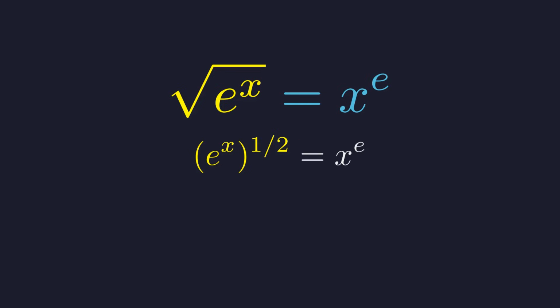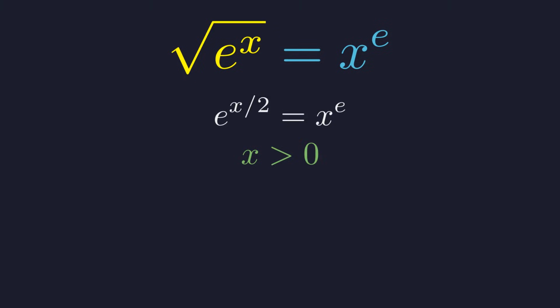Now we can use the power rule. When you have a power raised to another power, you multiply the exponents. This gives us e raised to the power of x times 1/2, which simplifies to e to the x over 2.